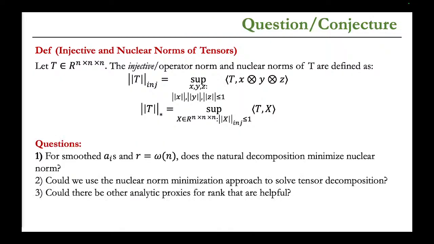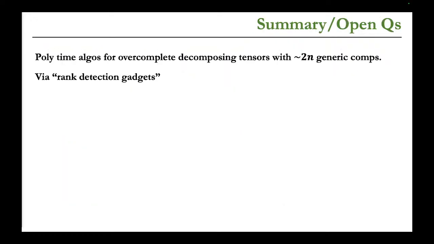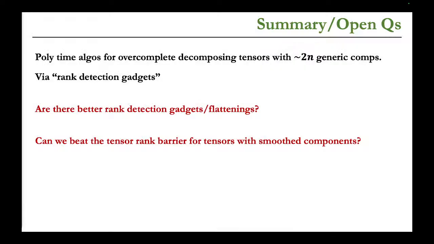Good. Okay, so those are the questions. For smooth a_i's and rank, let's say, anything bigger than a constant times n, could you actually show that the minimum nuclear norm decomposition is unique? And then could you algorithmically do it, and so on and so forth. Okay, good. Sorry. So I'll just leave it there.